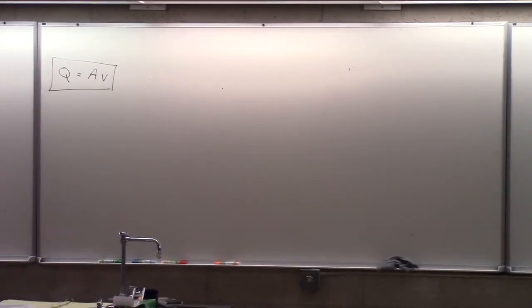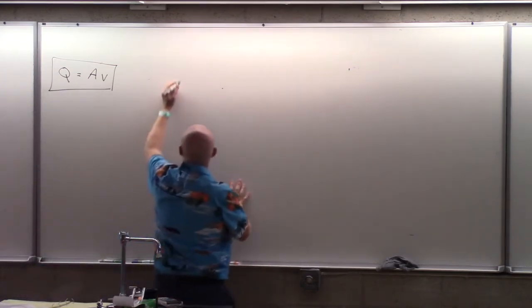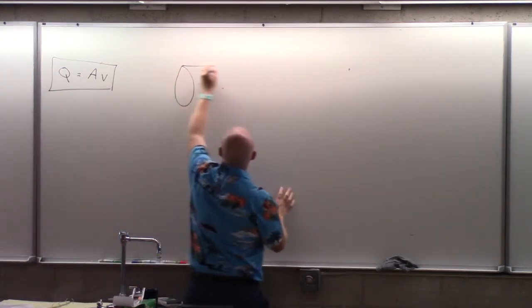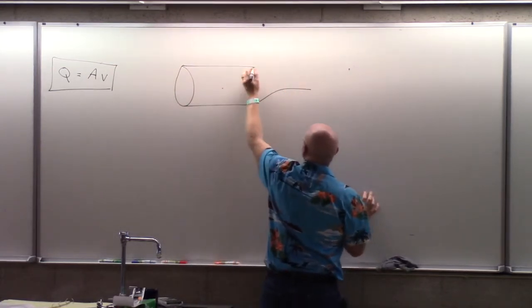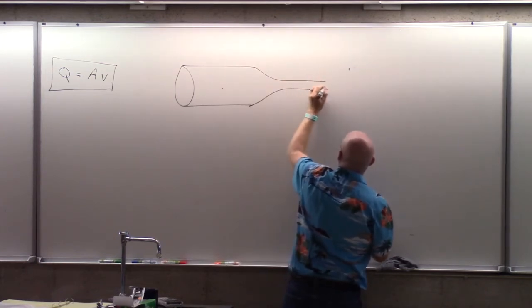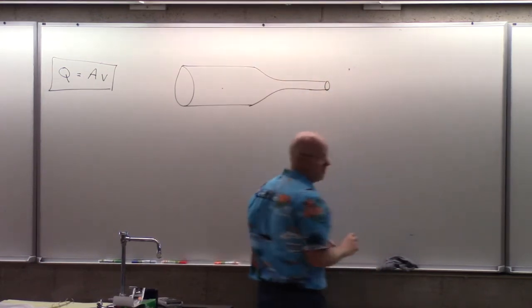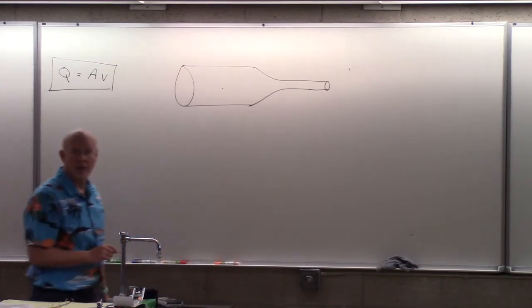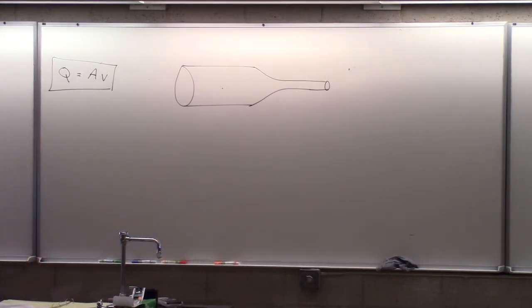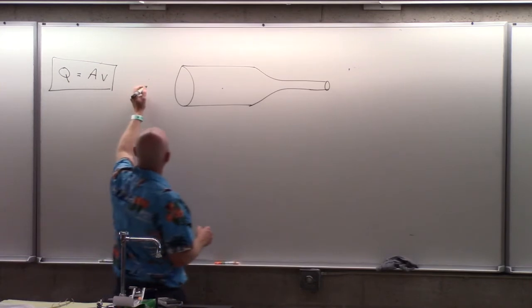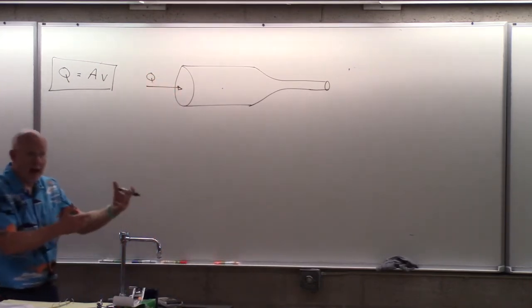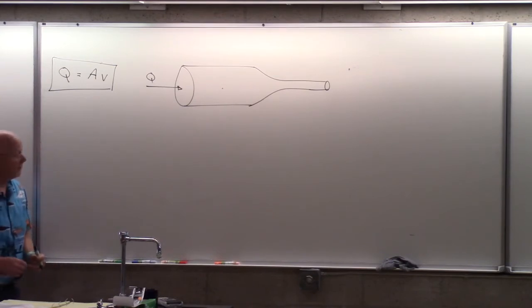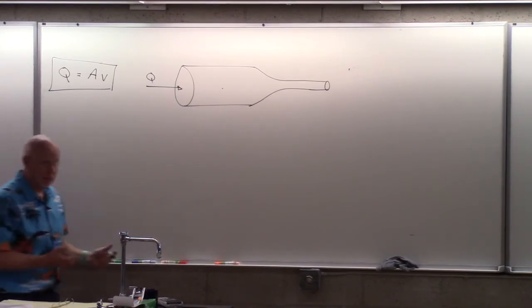Now, here's why that can be very useful. Let's say we have a pipe that looks like this. Maybe the pipe has a very large diameter and then tapers to a smaller diameter. And so if we have a flow rate Q coming into our pipe, it's got to go somewhere. It's got to come out.